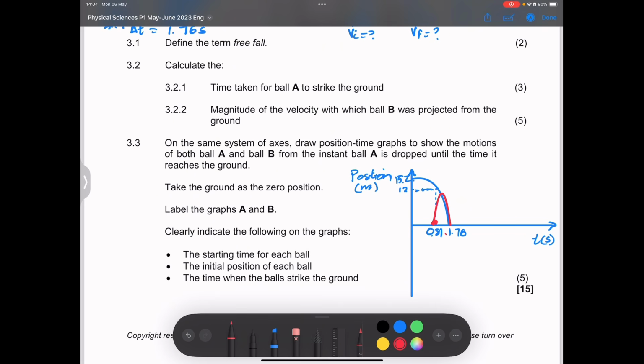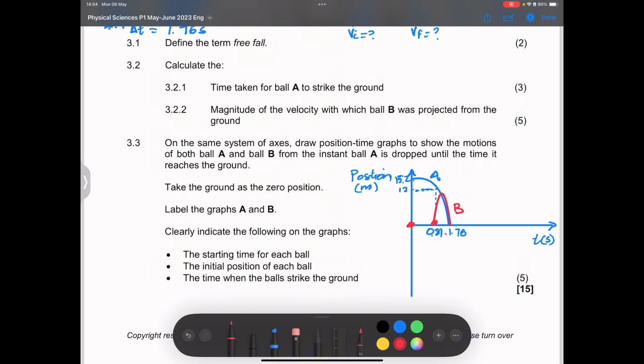So they said to us, what do we need to show? They said take the ground as 0, label A and B. So we need to do that. The blue graph is A and the red graph is B. And they say clearly indicate on the graphs the starting time of each ball. So the starting time for A was 0 and the starting time for B was 0.81. And they say the initial position of each ball.